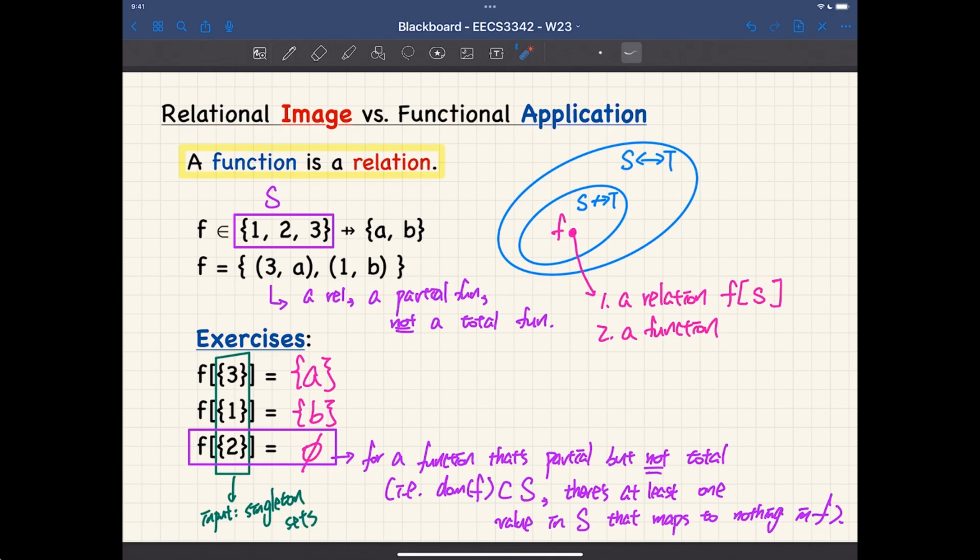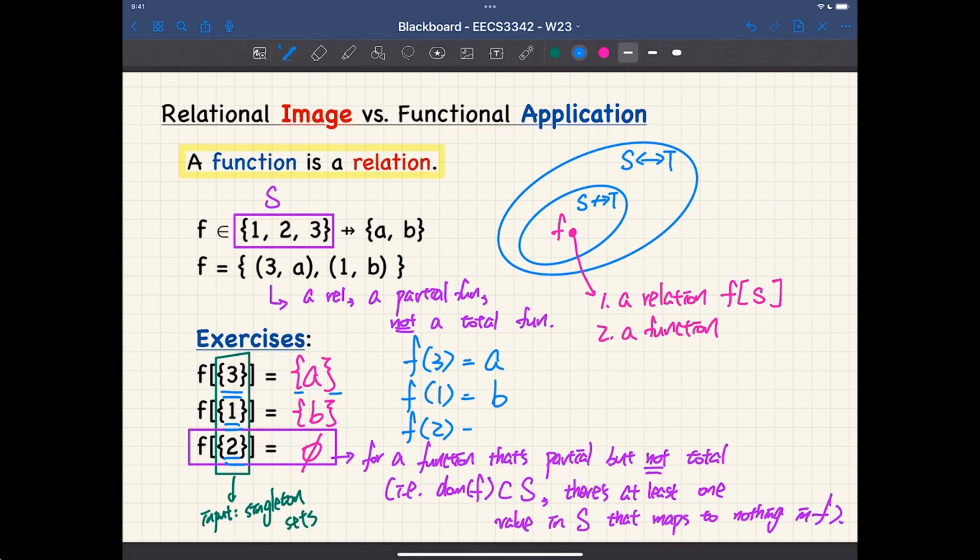And that's about relational image, right? Quick review. How is this related to function application, right? For our convenience, if you pretty much know the relation you're talking about is also a function, you may apply functional application. How do you do that? Easy. This will be the syntax. You will simply say f of 3, f of 1, also f of 2. All right? What will be f of 3? It's not a set anymore. Just say A. And what about B? Only one singleton set B.